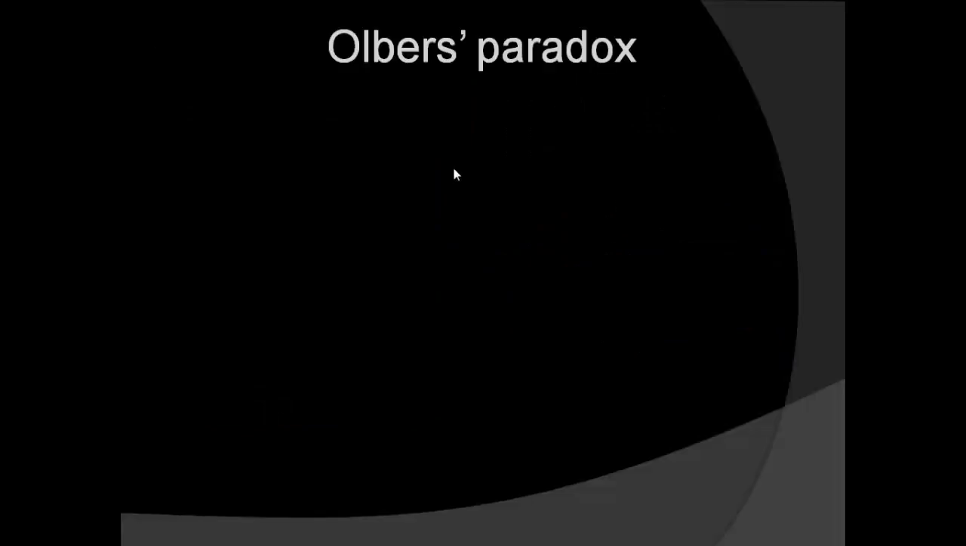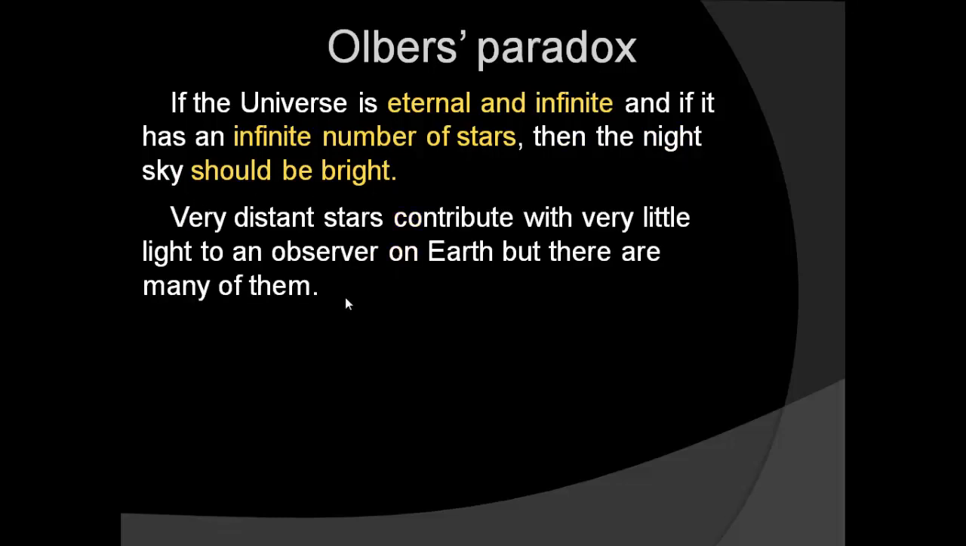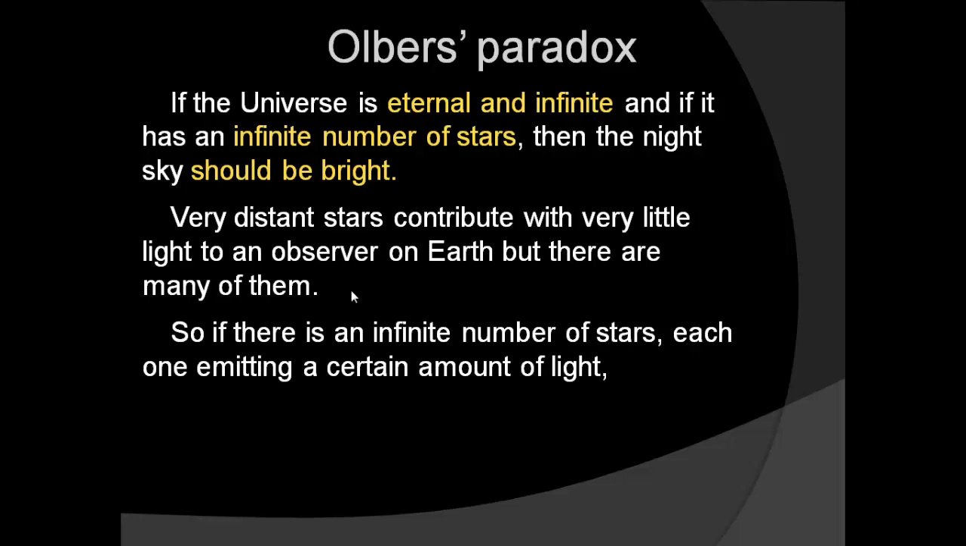So we need to look at Olbers' paradox. If the universe is eternal and infinite, and it has an infinite number of stars, then the night sky should be bright. And the idea behind this is that if you look in any direction, the very distant stars will contribute very little light to an observer, but there are so many of them, they will contribute as much as the stars which are nearby, because there are many more of them. This is a qualitative description of it. And since there is an infinite number of stars, and each one is emitting a certain amount of light, then you're going to have an infinite amount of brightness from the night sky.